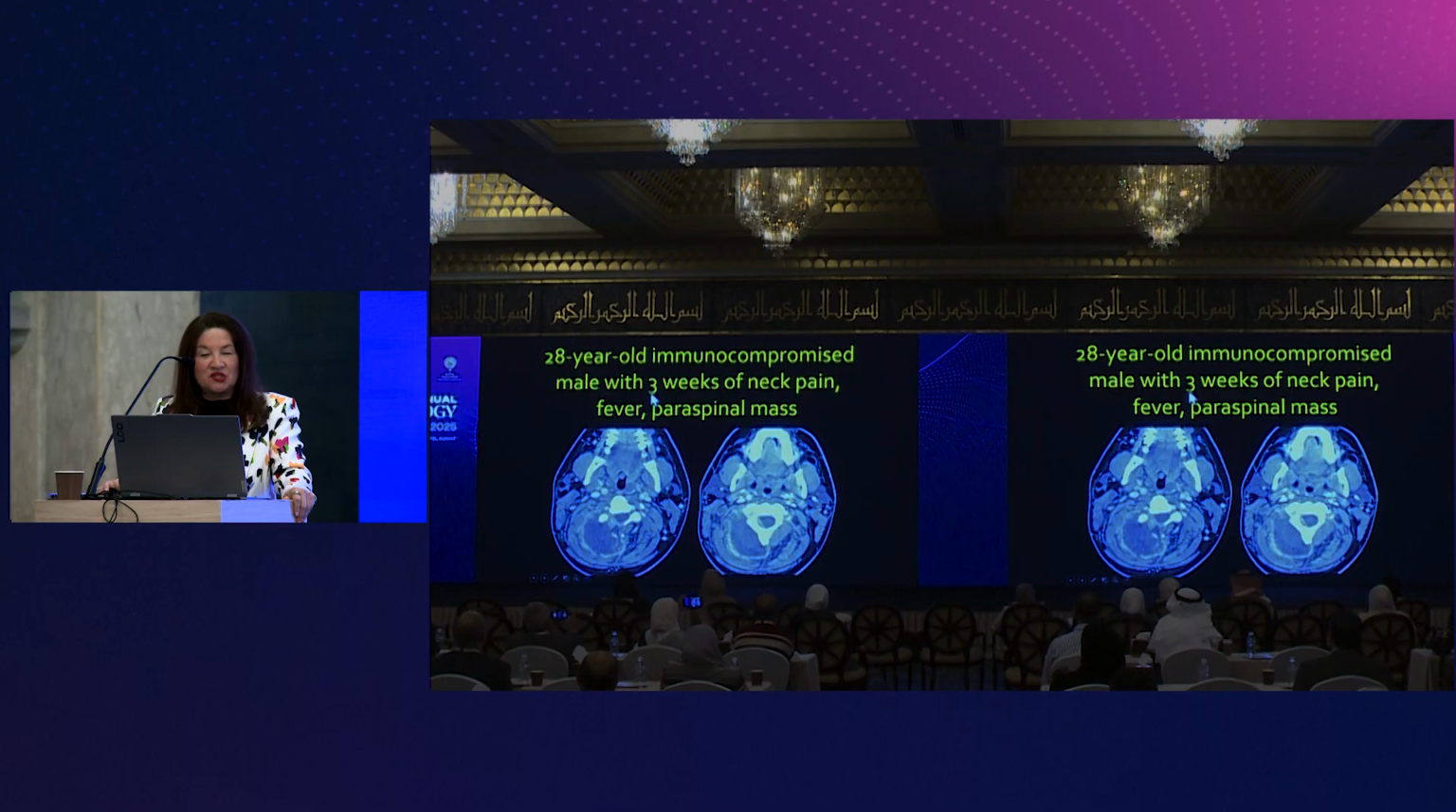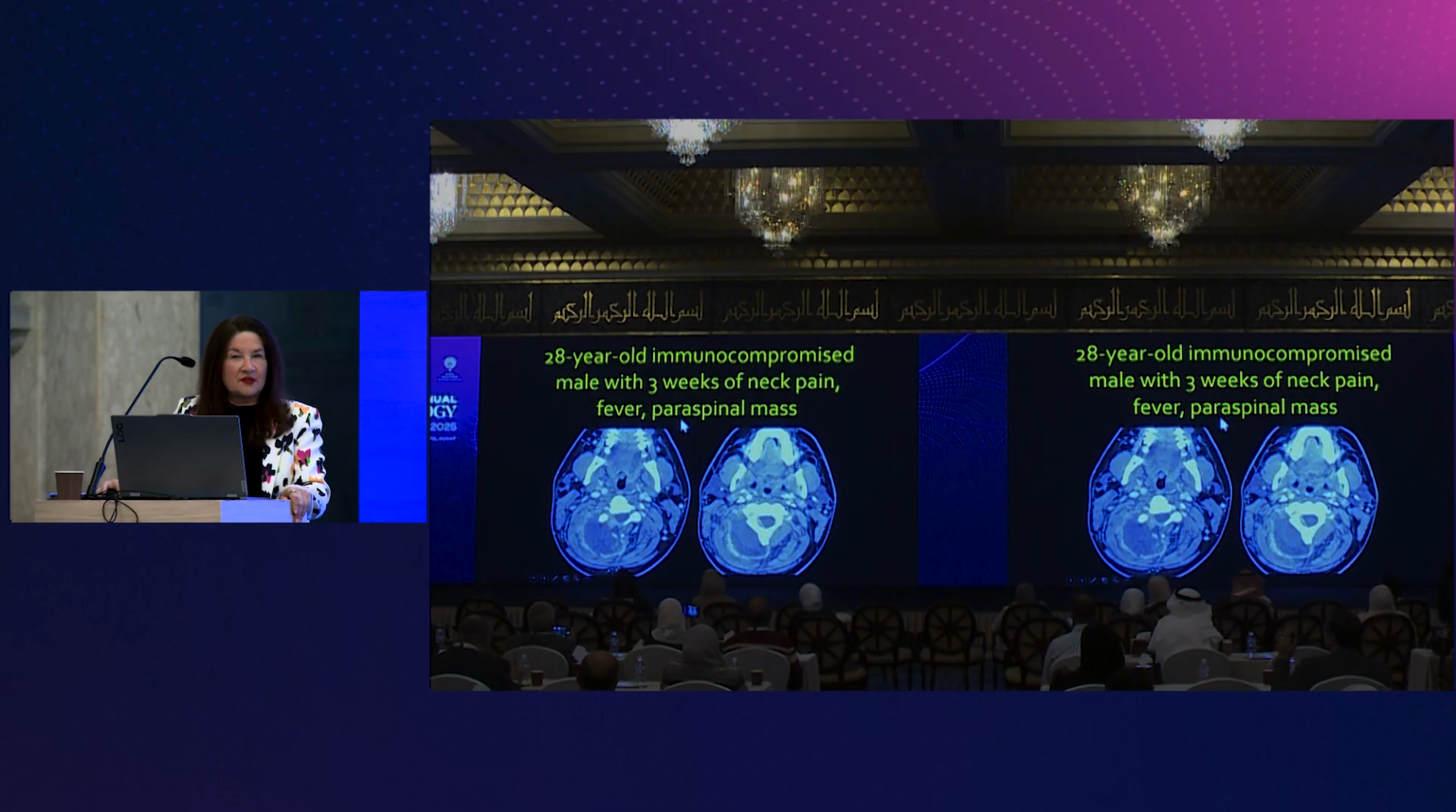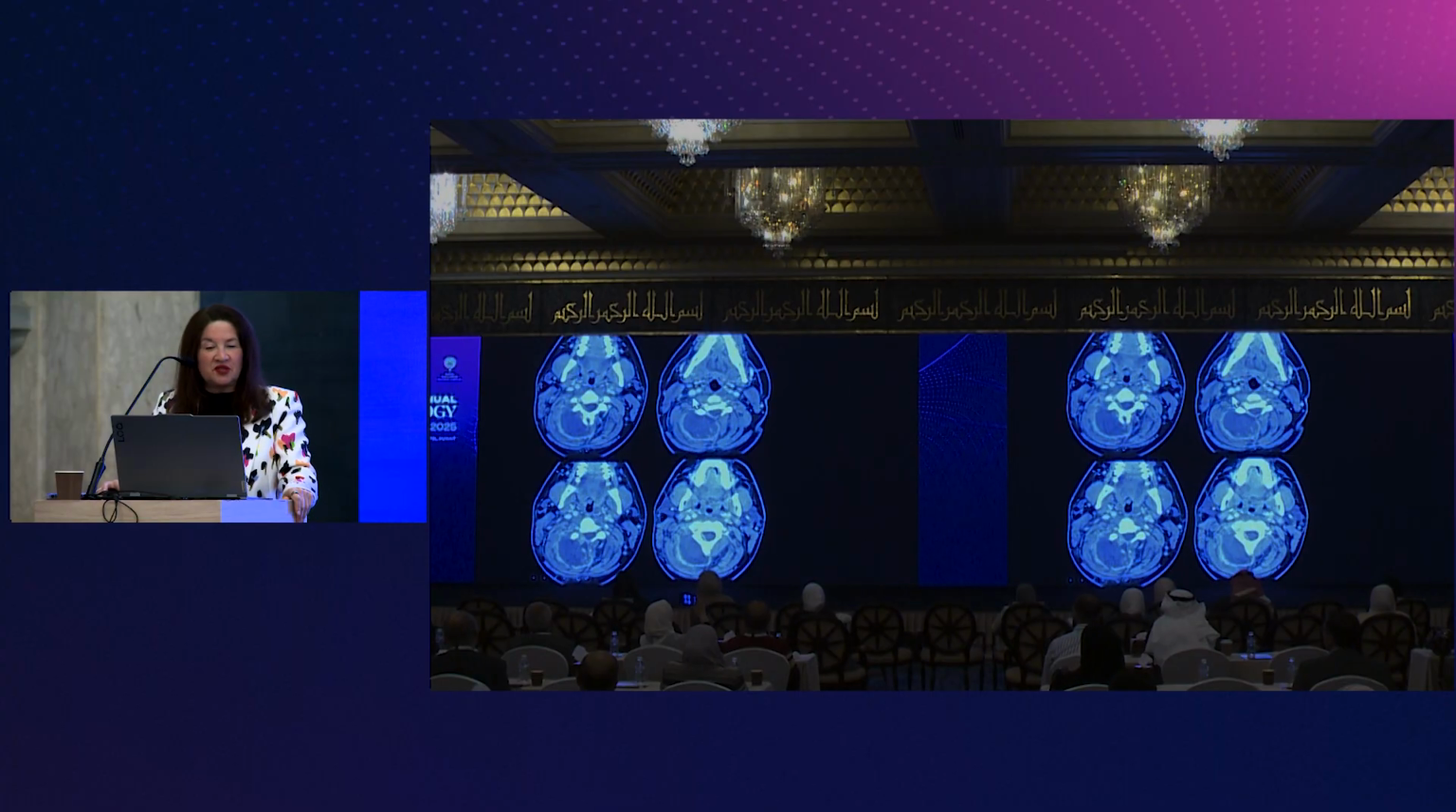And our last case, so this is a 28-year-old immunocompromised patient with 3 weeks of neck pain, fever, and paraspinal mass. How many people think this is an abscess? How many people think it's a tumor? So what tumor do you think about in patients that are immunocompromised? Lymphoma, brilliant. So this is lymphoma. You'll see a necrotic mass here, and for the size of the mass, there's relatively little inflammation in the surrounding tissues, which you would expect with an abscess. If you're astute, you'll see there's a little component in the epidural compartment.